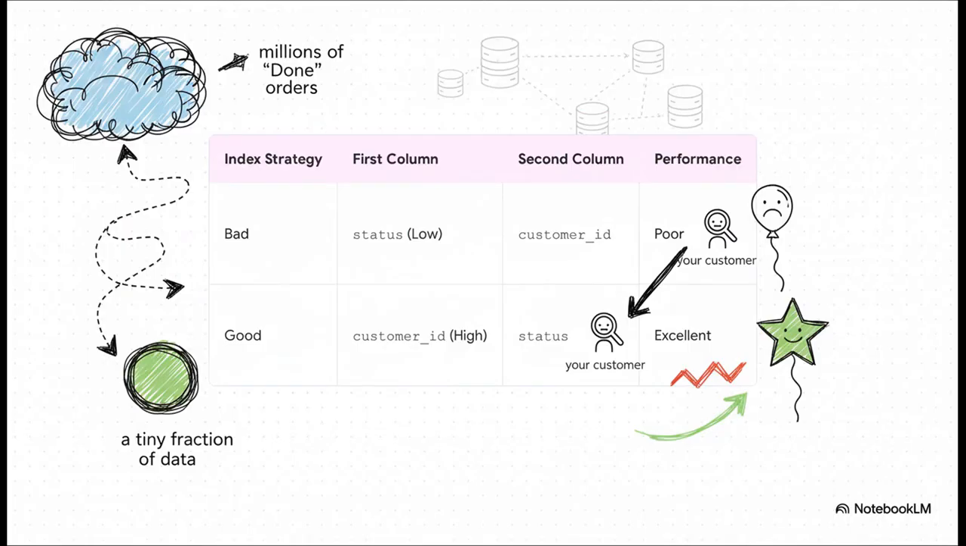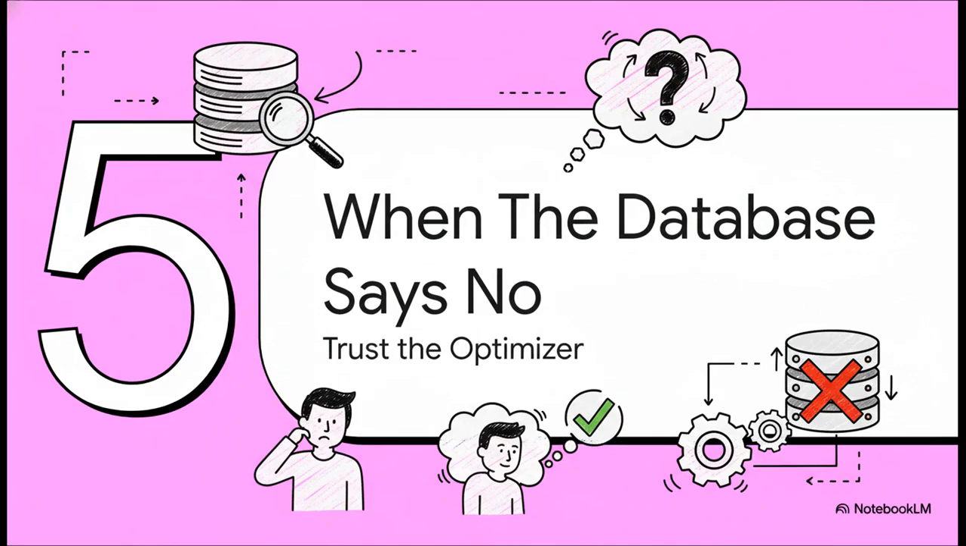Just look at the difference this makes. If you do it the wrong way and put the low selectivity status column first, the database has to find millions of done orders and then search through that giant pile for your one customer. The performance is poor. But if you flip them, put the high selectivity customer ID first, and bam! The database instantly narrows the search down to just a handful of rows. The performance is excellent.